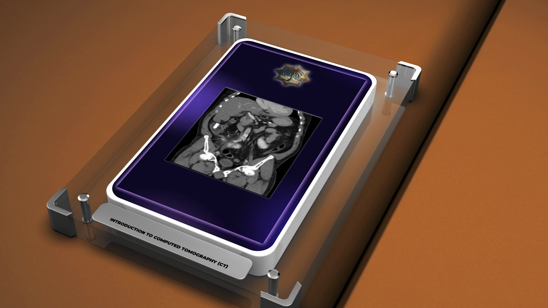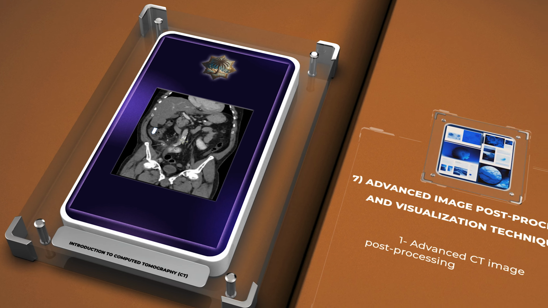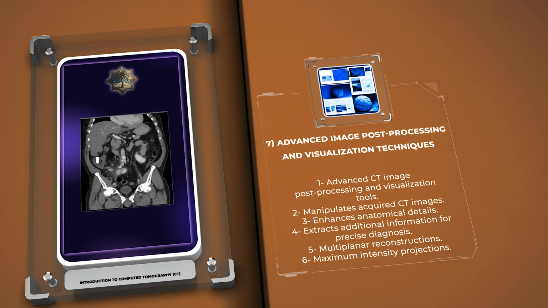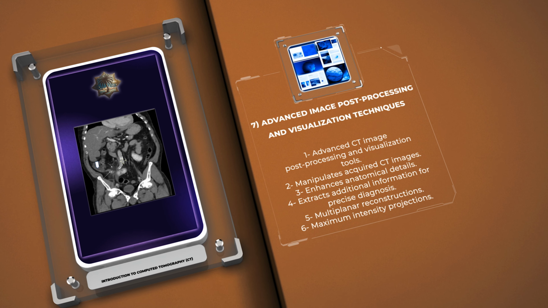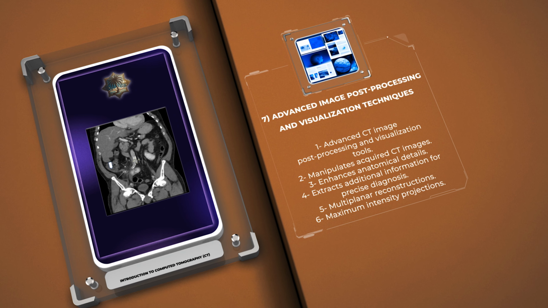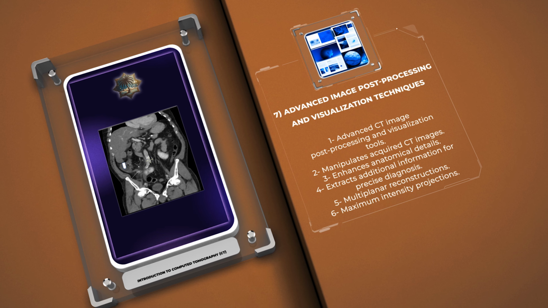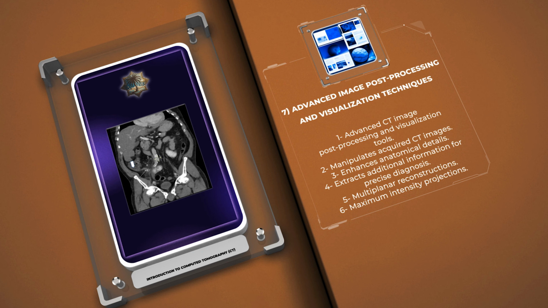Advancements in CT technology have led to the development of sophisticated image post-processing and visualization tools. These techniques allow radiologists to manipulate acquired CT images, enhance anatomical details, and extract additional information for precise diagnosis. Examples of advanced post-processing techniques include multiplanar reconstructions, maximum intensity projections, 3D volume rendering, and computer-aided detection. These tools empower radiologists to uncover subtle abnormalities and improve diagnostic accuracy.